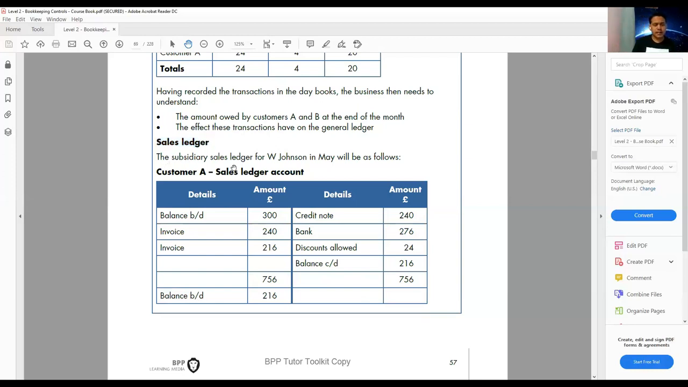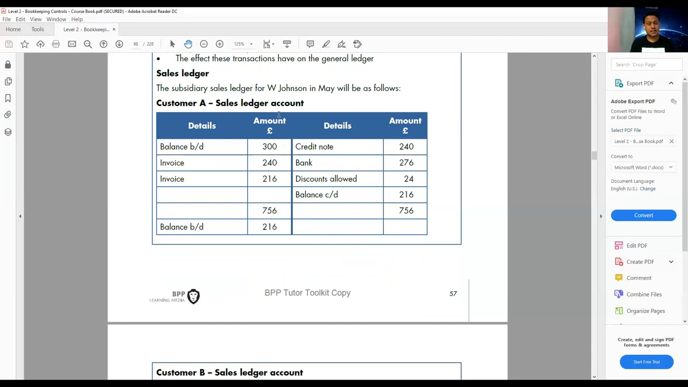The subsidiary sales ledger for W. Johnson in May will be as follows. Customer A, sales ledger account. I mention these words so many times, sales ledger and sales ledger control, so that you can remember that the sales ledger is individual, and the sales ledger control is total. So I'm writing the customer name, customer A, because it is a sales ledger. If it is a sales ledger control, I never write anyone's name.